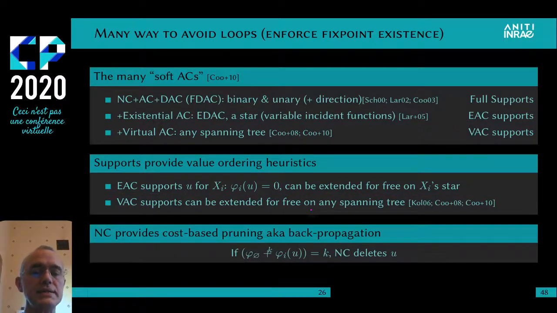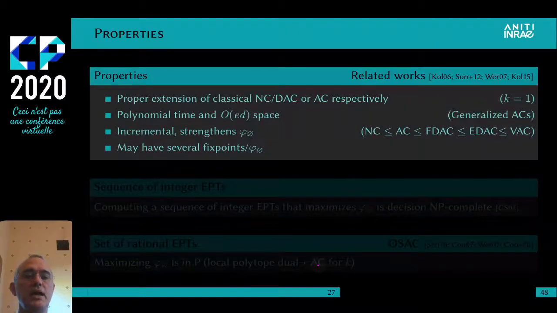And the other nice property they have is that node consistency actually does some extra job, which I didn't describe. It prunes. Essentially, it checks if the constant term plus the unary cost exceeds or reaches this upper bound k, and in this case, it deletes a value from the domain, although this is sort of implicit, as I said before. They have nice properties.